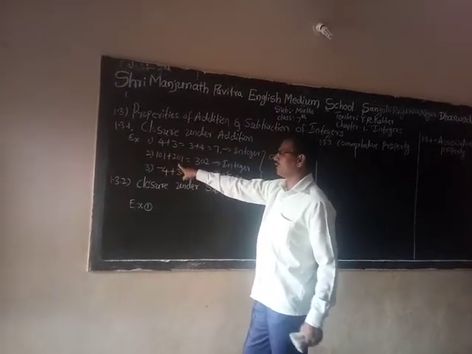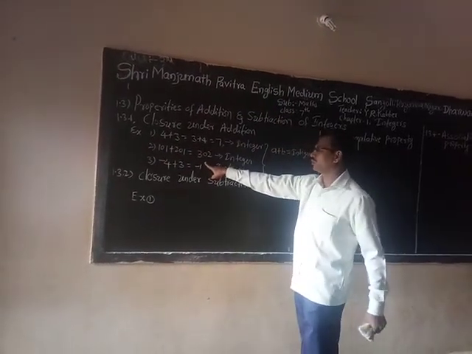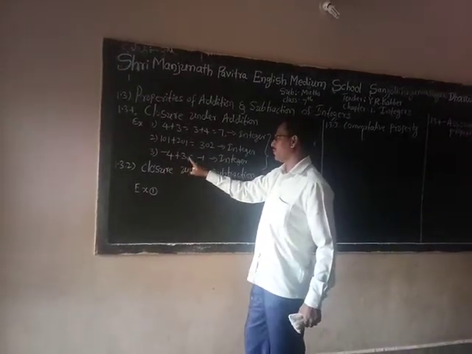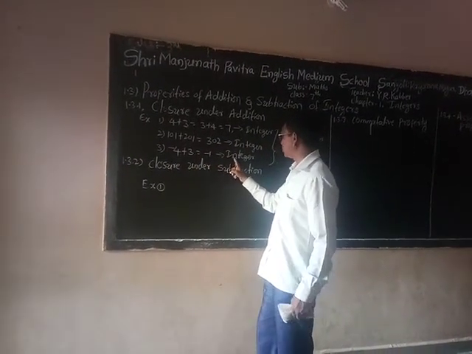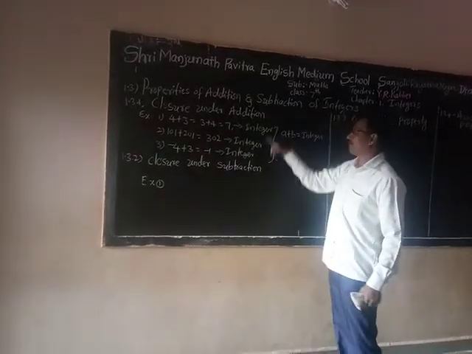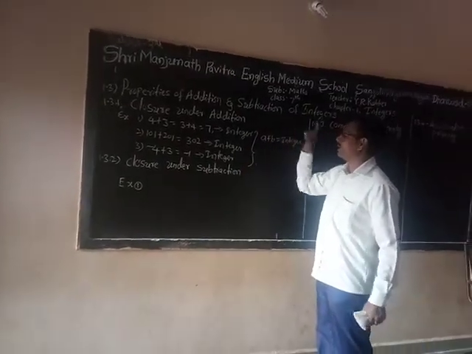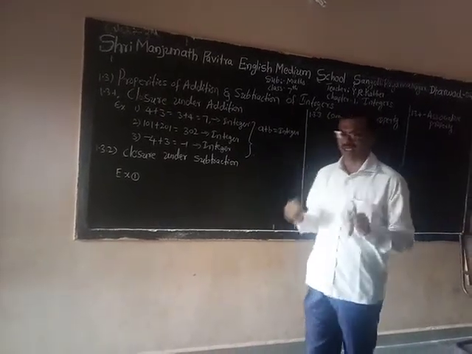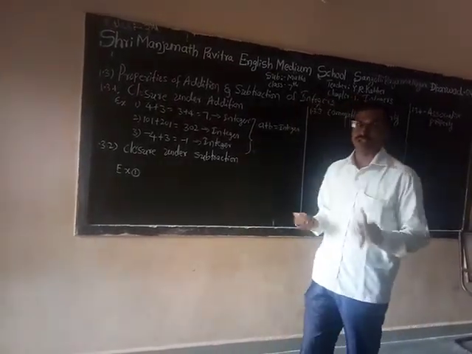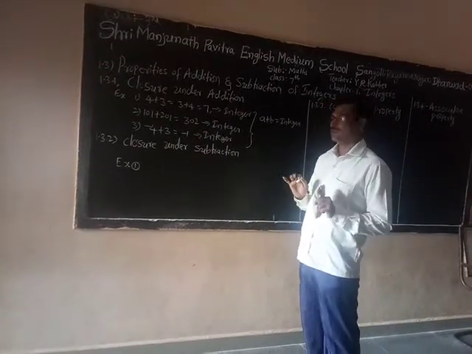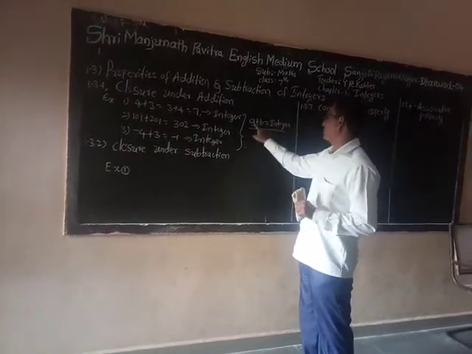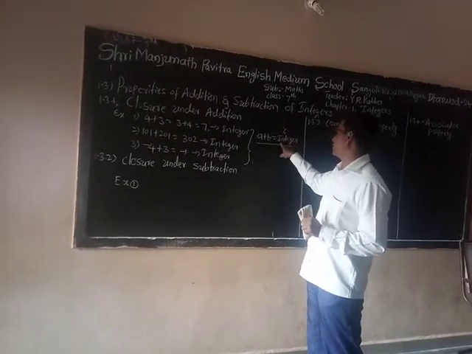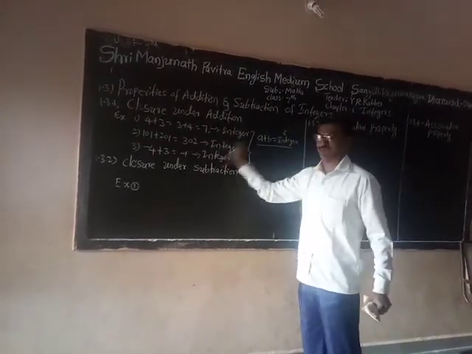101 plus 201 is equal to 302. That is known as an integer. Minus 4 plus 3 is equal to minus 1. This is also called an integer. This property is known as the closure property under addition. It means that what we are getting are integers, positive or negative. This shows that a plus b gives another number, that is called c. That c is an integer.